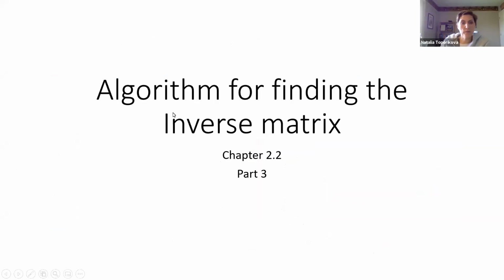Hello, this is the third part of chapter 2.2, and today we will talk about the algorithm for finding the inverse matrix. In the previous parts of the series, we discussed how to find the inverse of the two-dimensional matrix, and there is a really nice determinant formula which can help us.